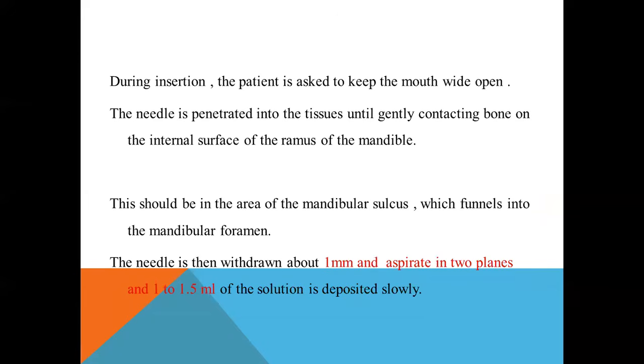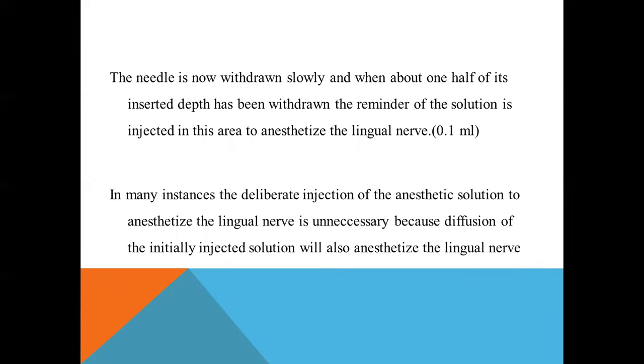During the insertion, the patient is asked to keep the mouth wide open. The needle is penetrated into the tissue until it gently contacts the bone on the internal surface, in the area of the mandibular sulcus, which funnels into the foramen. The needle is withdrawn about 1 mm, and remember, aspiration should be done in 2 planes. Once aspirated, slowly deposit 1.5 ml of solution. Then withdraw the needle slowly, until about half of its inserted depth has been withdrawn.